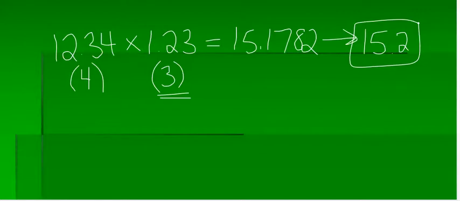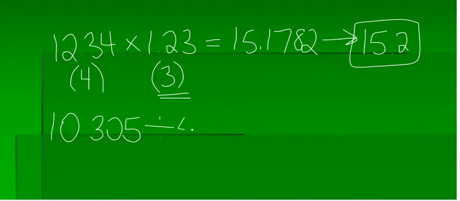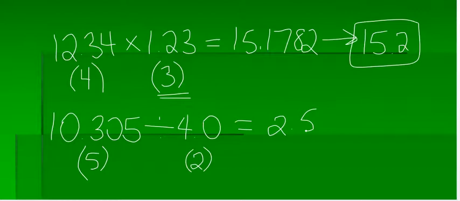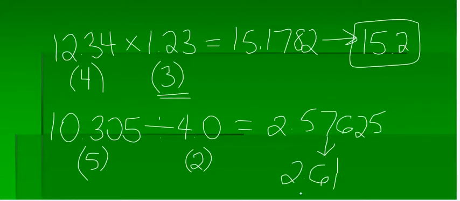When you divide, same concept. Say I want to take 10.305 and divide by 4.0. I'm looking at sig figs. 10.305 has 5. 4.0 has 2 sig figs. So when I get the answer from my calculator, 2.57625, it needs to be rounded off. My answer can only be as precise as my least precise measurement, so I can only have 2 sig figs. So I would report 2.6 as my answer in this division.